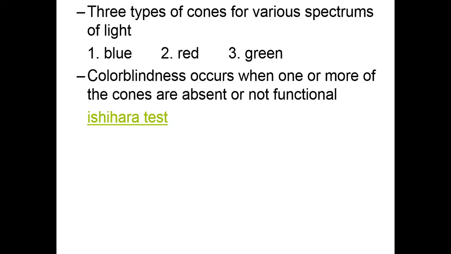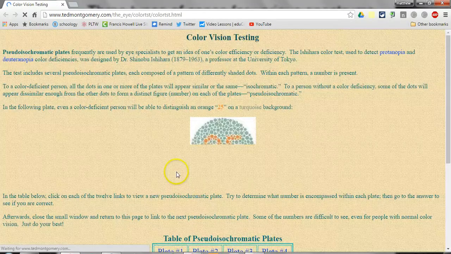Color blindness, a sex-linked chromosomal disorder, actually occurs when one or more of the types of cones are absent in the eye or they do not function properly. And what they do is a very simple test called the Ishihara test to determine if somebody actually is colorblind.